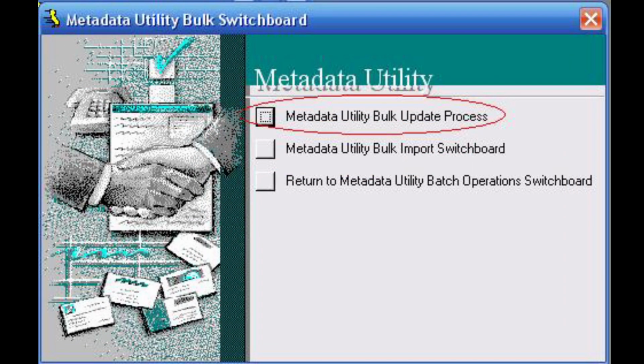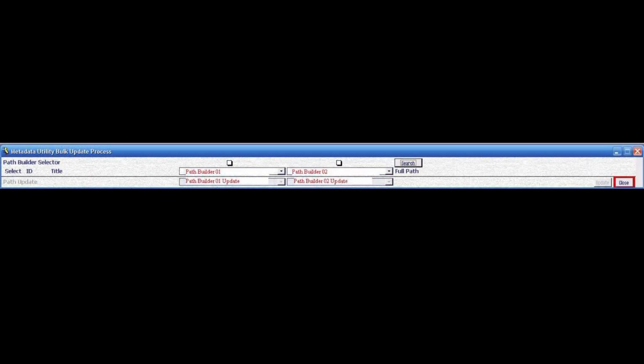Once in the main Metadata Utility Bulk Switchboard, we will have the following options: Metadata Utility Bulk Update Process. Once we click in there, we will actually land on the Metadata Utility Bulk Update Process tool.